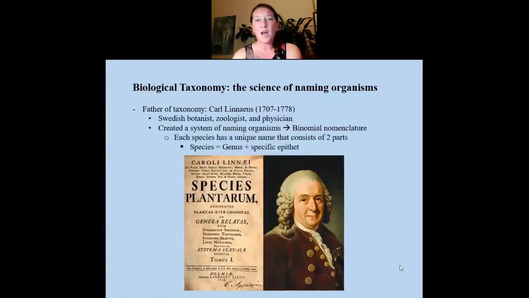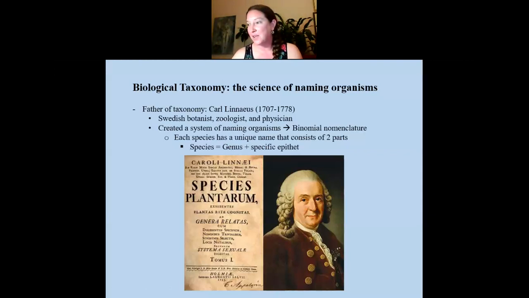This is the guy who did this, some old white dude from the 1700s, because that's what science was for so long. Luckily now a lot of women are in science. But anyways, we still have to give him props. His name's Carl Linnaeus. He is the person who's responsible for this naming system. He's a Swedish botanist, zoologist and physician. He's the guy who actually created this whole system, and it's called binomial nomenclature.